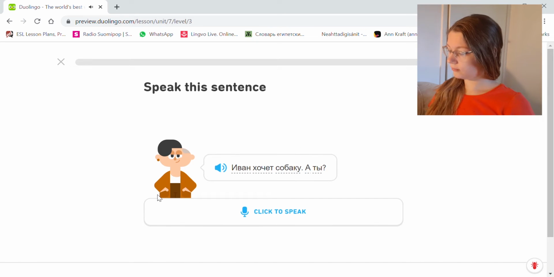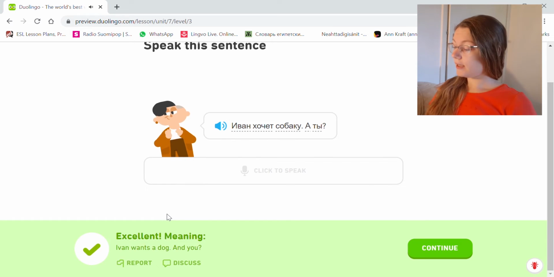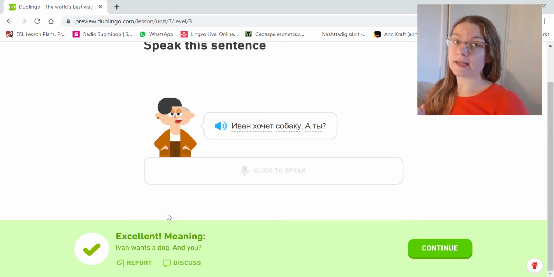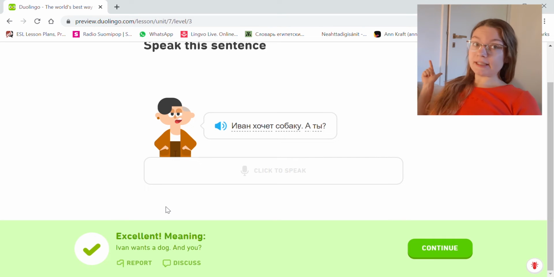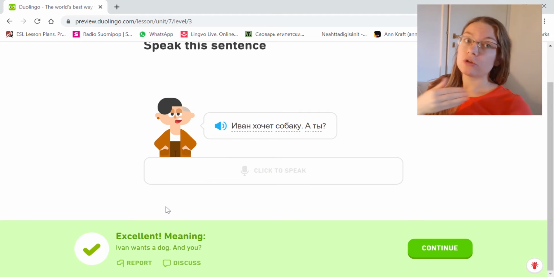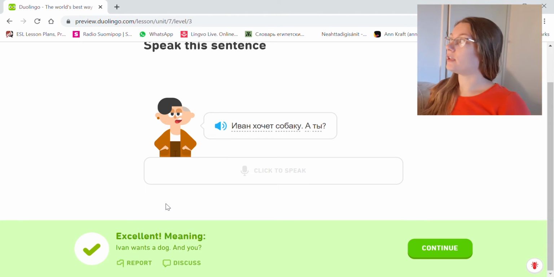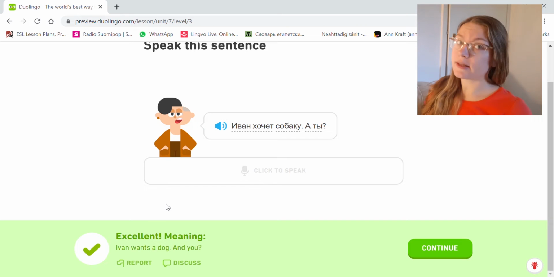Иван хочет собаку, а ты? Ivan wants a dog, and you? So once again, we use the accusative case after such verbs as to want, to give, to see, to know, after which we have the direct object. To want what, to give what, to see what. So, Иван хочет собаку. Иван хочет кого, что, собаку. Собаку is in the accusative here.